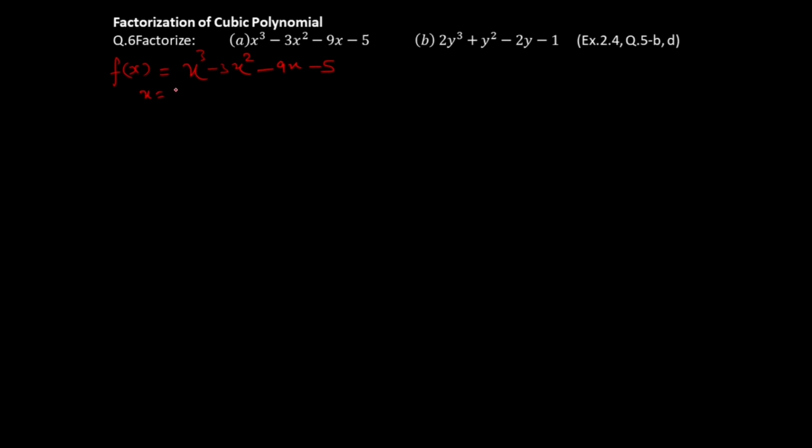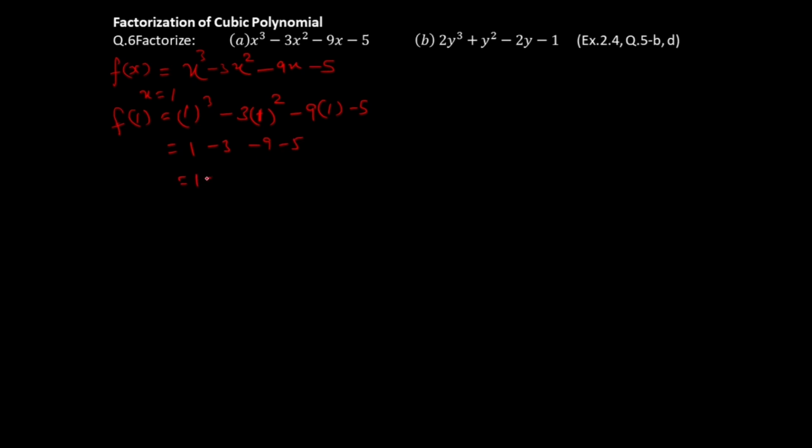So we pick any random value of x. It can be 1, minus 1, 2, whatever you want. But the best way is to pick the smallest value of x so that the calculation is easier. I pick x equal to 1. Now replace x by 1 here. So I will be getting 1 cube minus 3 times 1 square minus 9 times 1 minus 5. This is 1, this is minus 3, this is 9 and 5.